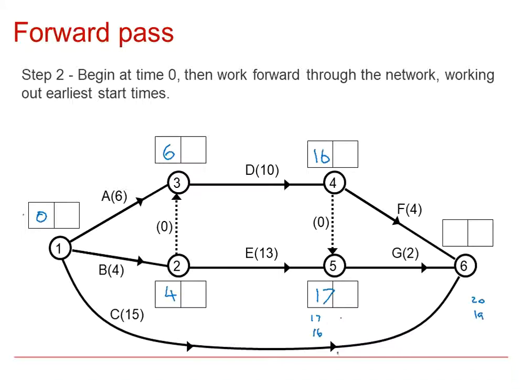And in order to complete C, we mustn't forget C at the bottom here, it started at 0, its duration is 15, so we could have it finished at 15. So the earliest time I can put here in order to complete F and G and C isn't the 15 or the 19. The earliest time I can put in here to complete them all is 20. I need 20 units of time in order to make sure that F can be completed.